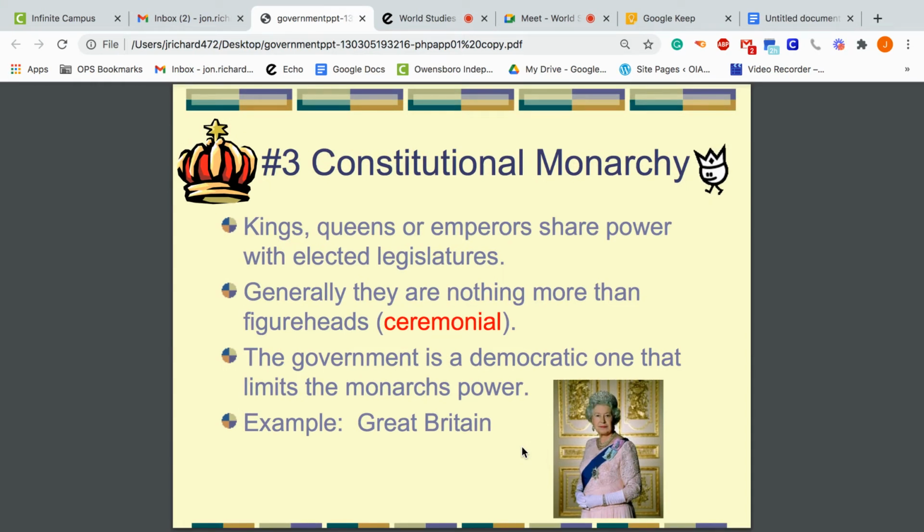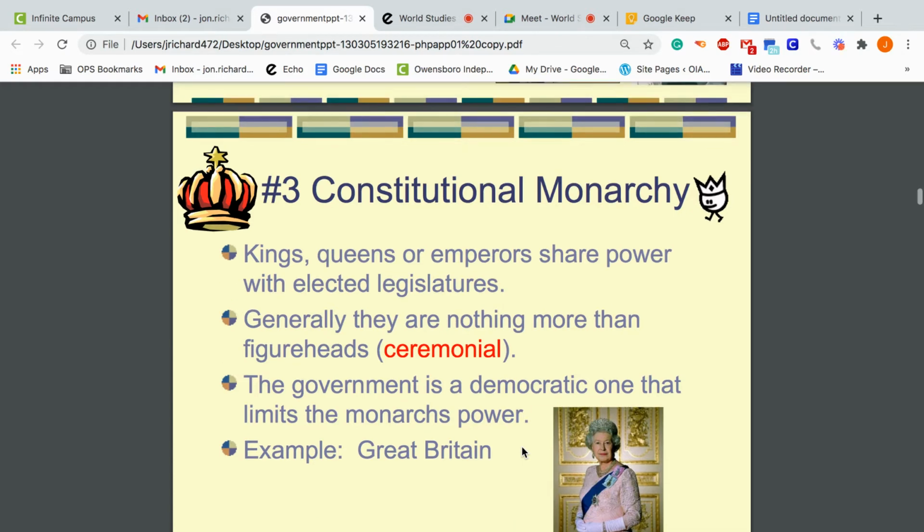All right, the next one. This one's kind of a weird one. It's kind of an autocracy, but not. It's called a constitutional monarchy. What's a constitution? Can anybody raise their hand and tell me what a constitution is? Does the United States have a constitution? Yeah. What does that constitution tell? Who does it make the rules for? The government. Thank you, Jackson. So the Constitution makes the rules for government.